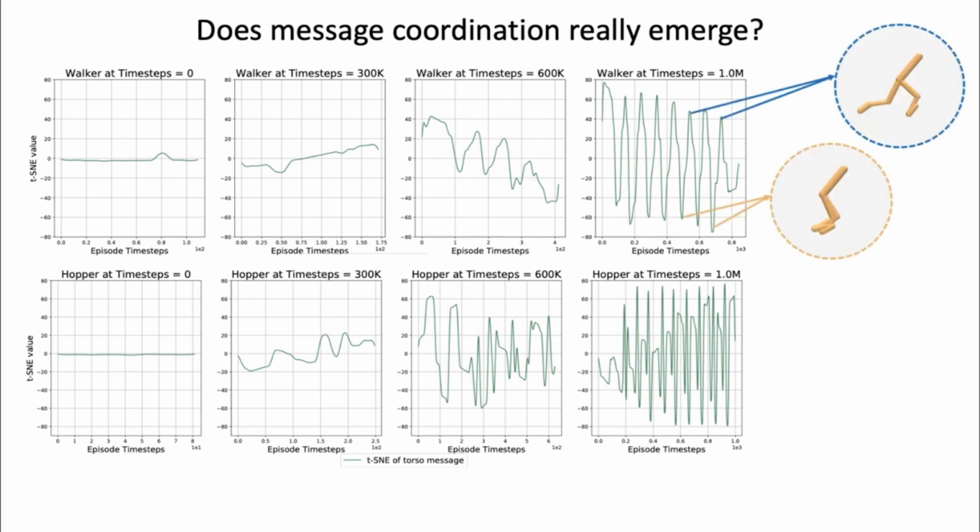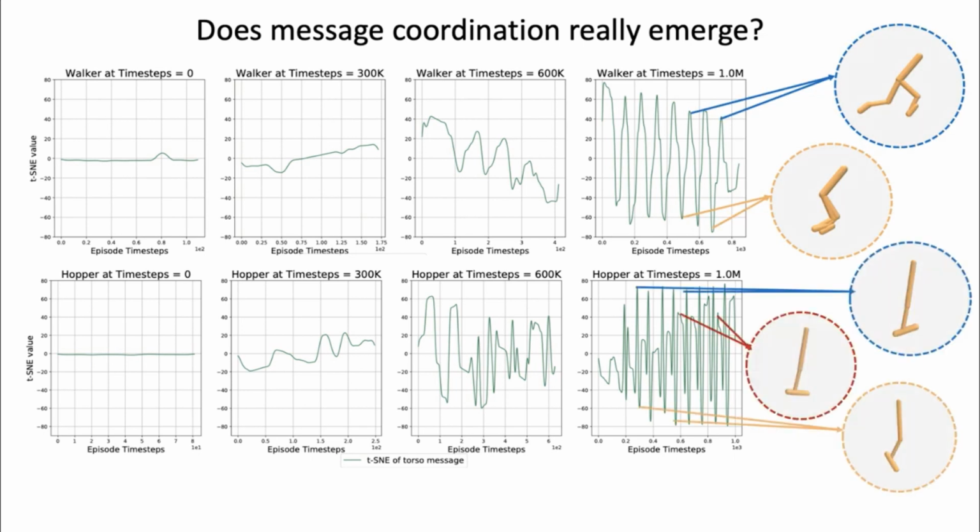With the walker, we can see that the torso message exhibited 2 different peaks, corresponding to 2 different poses of the agent. While for the hopper, we find that there are 3 peaks, corresponding to 3 unique poses. And this is a clear indicator that there is indeed global coordination emerging from this both-way message passing.